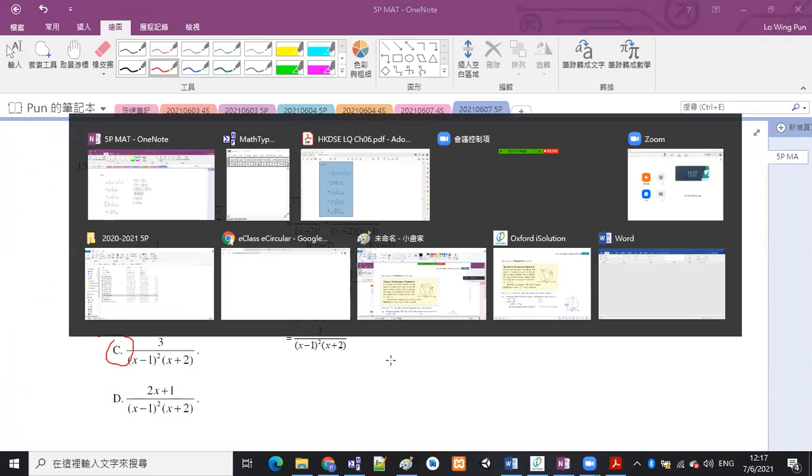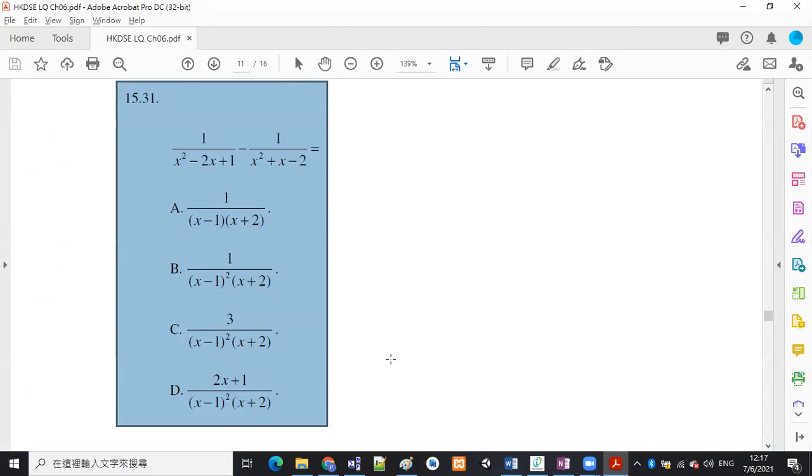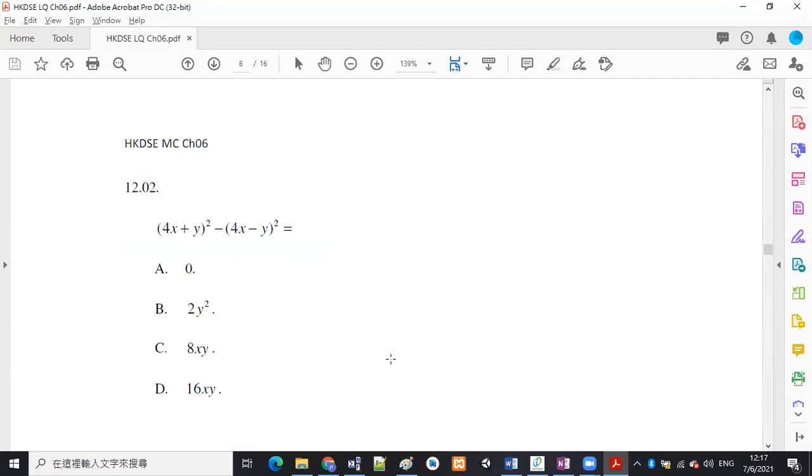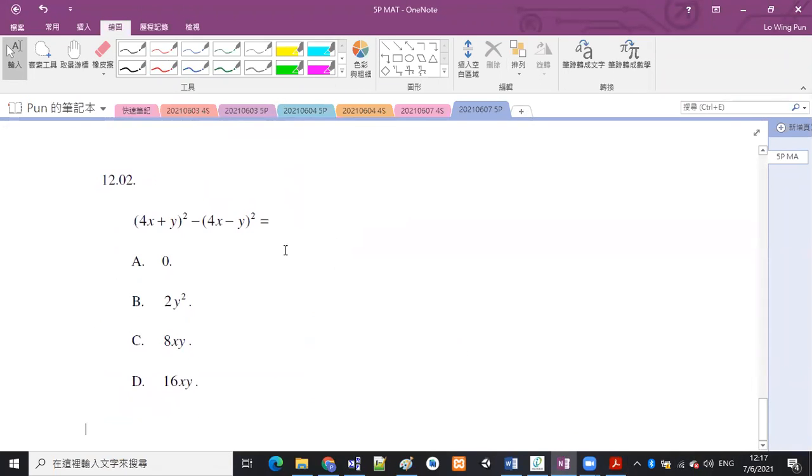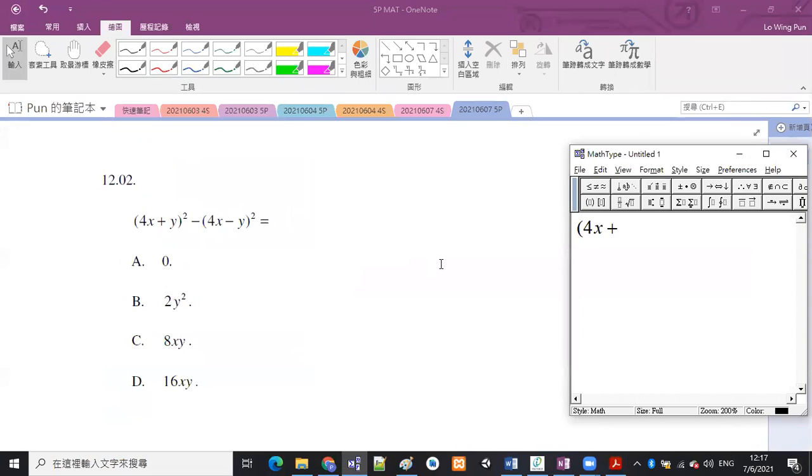好，跟住咧嗱，咁我講晒啦，咁我就做幾題咧係MC 裏面嘅 factorization 啊，MC 裏面嘅 factorization，12.02. So 4x plus y square minus 4x minus y bracket square. So there will be two methods doing this. Okay, this method 1 is like this. It is in the format of x square minus y square, right? So I'm going to do this. It becomes x plus y, or a plus b times a minus b.